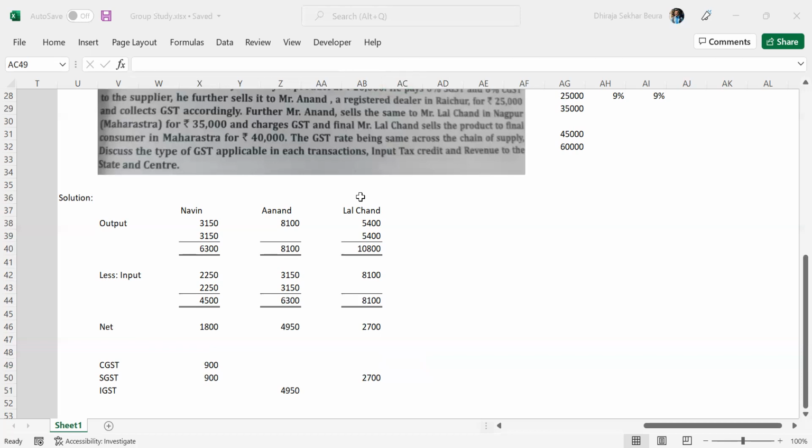Any questions, any discussions? If none, then we can wind up. You can match your answers with this one. I'll share the Excel sheet right away. Yeah, you can match it with this.